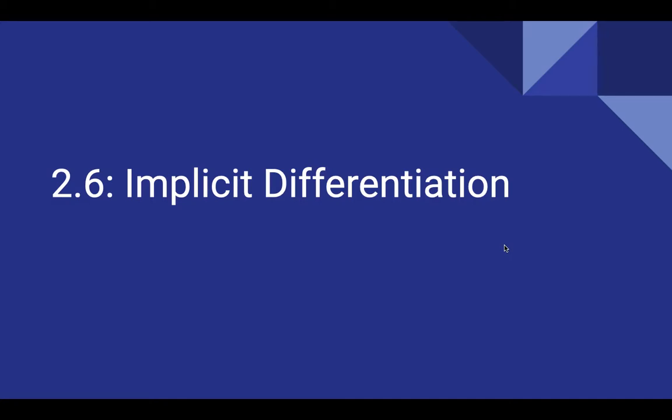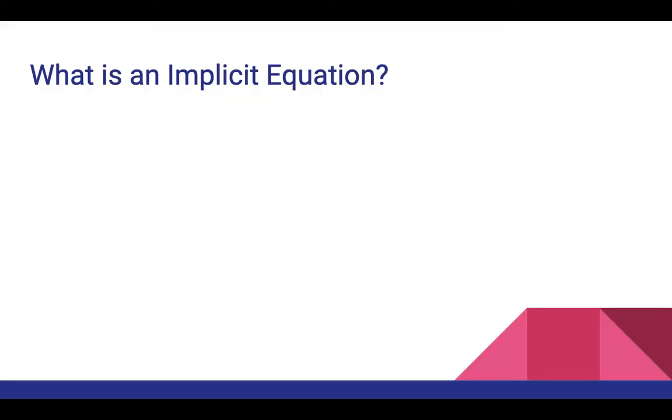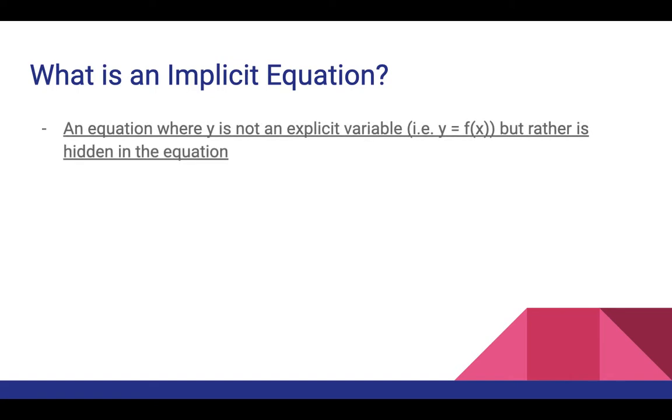We're going to look at how we can use and apply the chain rule to find the derivatives of implicit functions, or excuse me, implicit equations, a technique known as implicit differentiation. So first off, implicit equations may have been encountered in prior classes, but maybe not, so it's worth going over. An implicit equation is an equation where y is not an explicit variable, i.e. a variable by itself, y equals f of x, but rather is hidden in the equation.